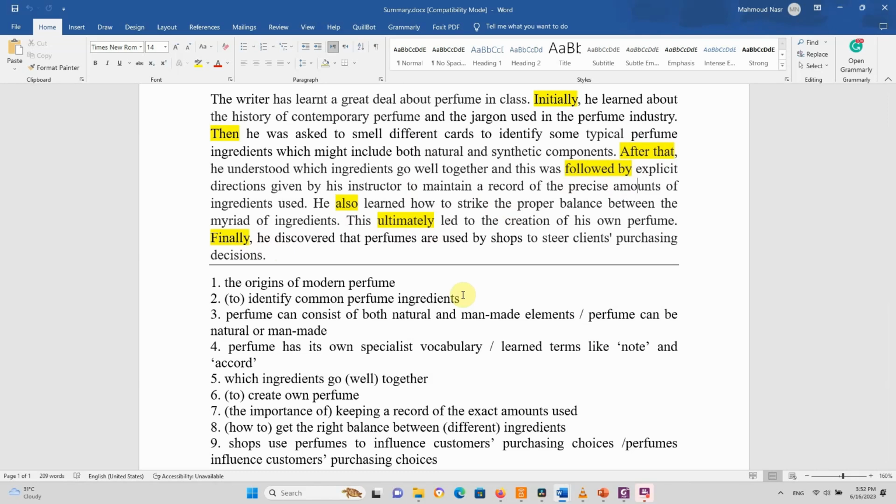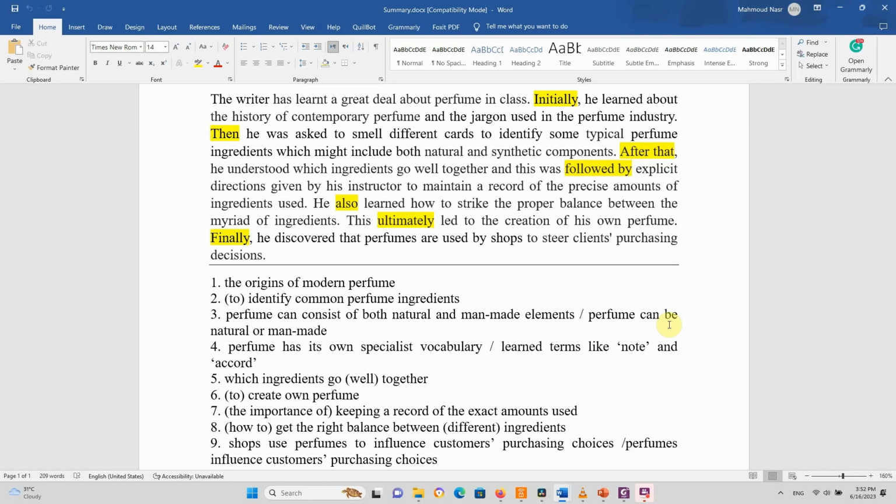Also, I tried not to rely on the language from the text. There were no grammatical mistakes or structural mistakes. So in that case, it will be up to the examiner, but I think I will never get less than 7 in the language. So this summary will get at least something around 15 out of 16.